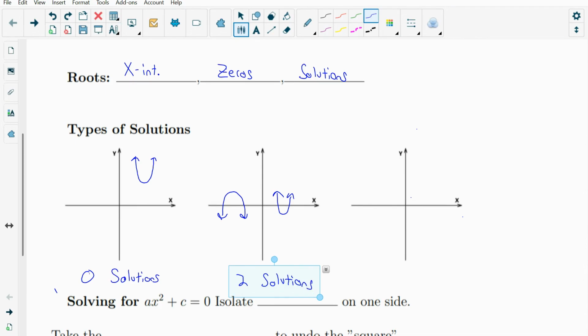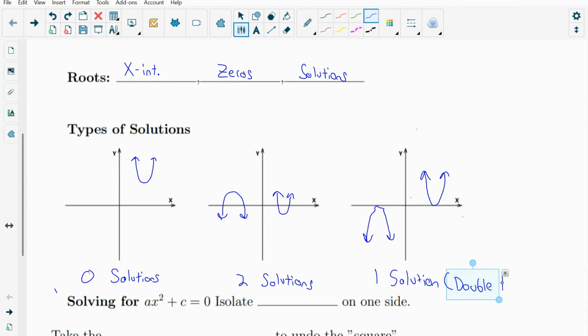And then the final situation is when your vertex is located on the x-axis. That would give us parabolas that look like these. When your vertex is located on the x-axis, that would give us 1 solution, which would be considered a double root.